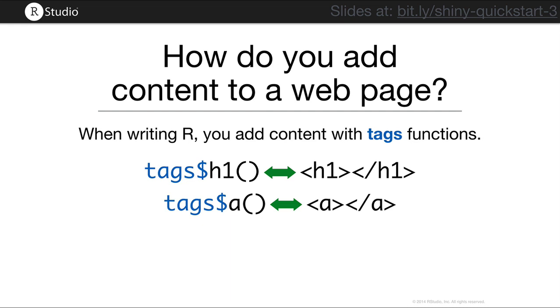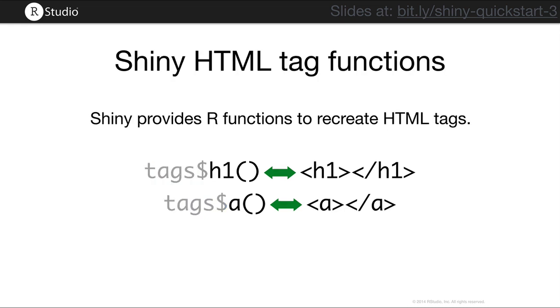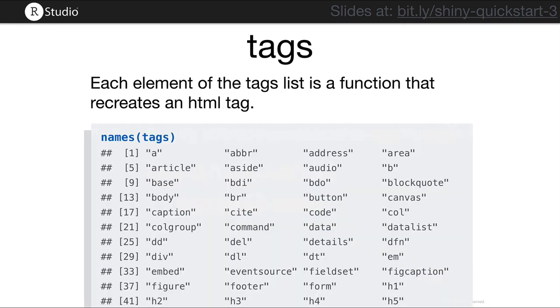So if you know HTML, you can just map onto your knowledge that you already have. And if you don't know HTML, you could just learn with me right now the most common tag functions that you're likely to use. And then if you ever want further guidance about what to do, you could Google HTML tags to see what's out there, or go to the Shiny Dev Center where I've written an article about all of this.